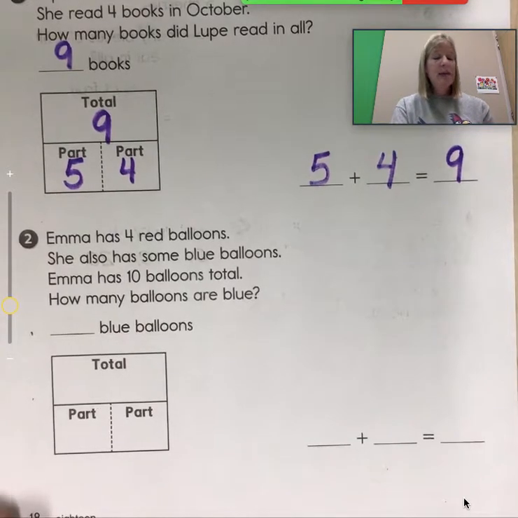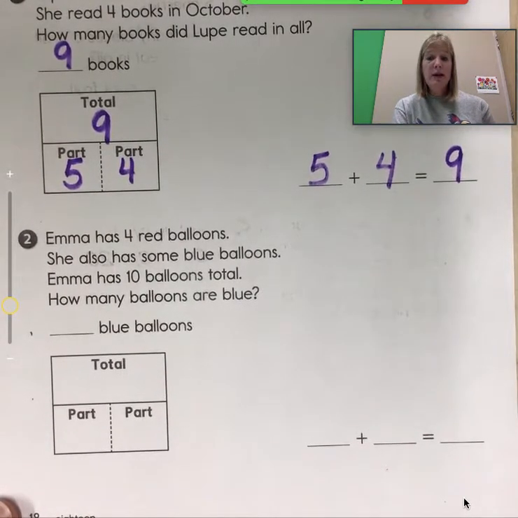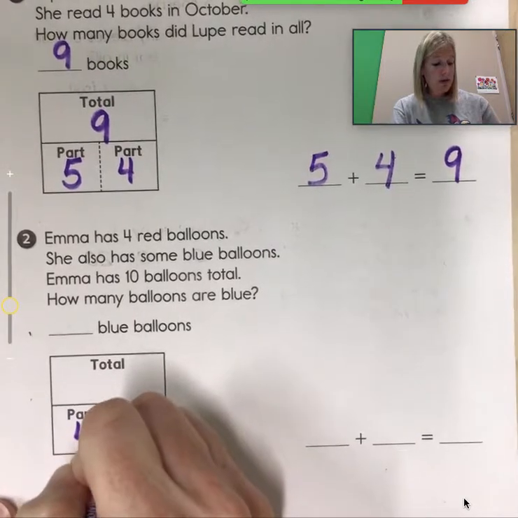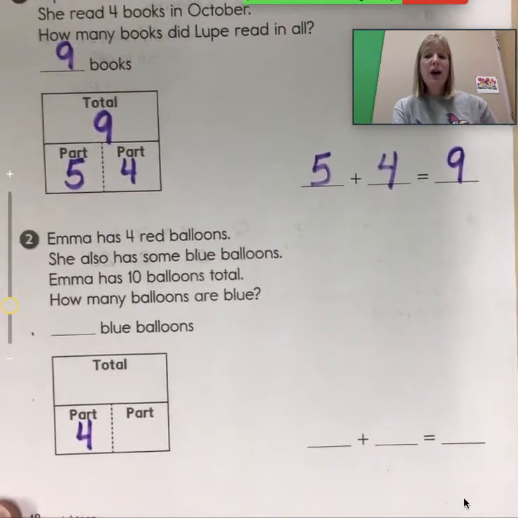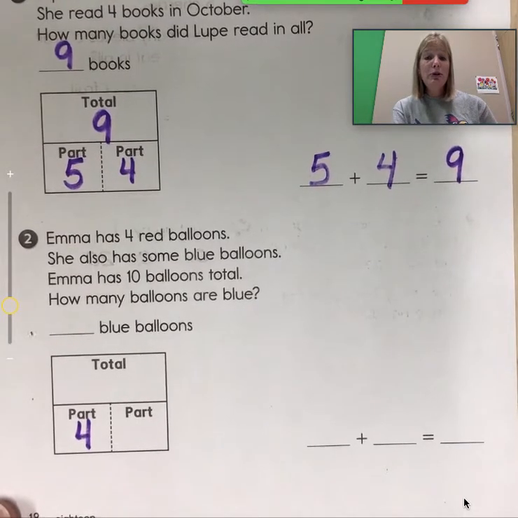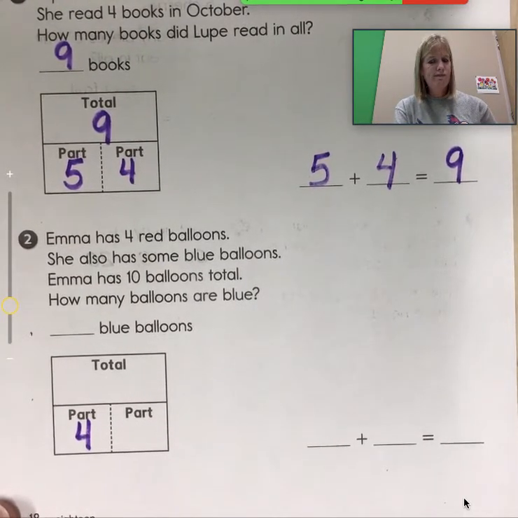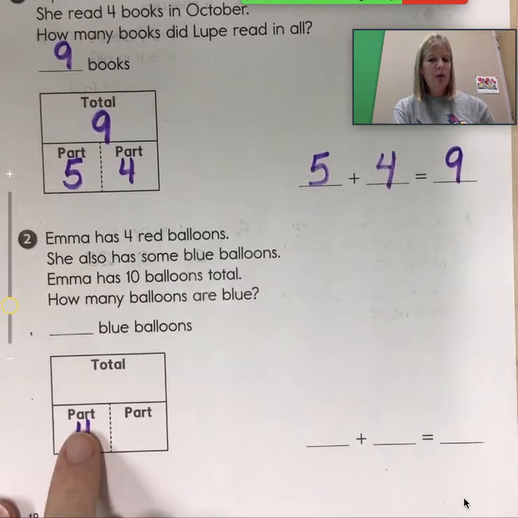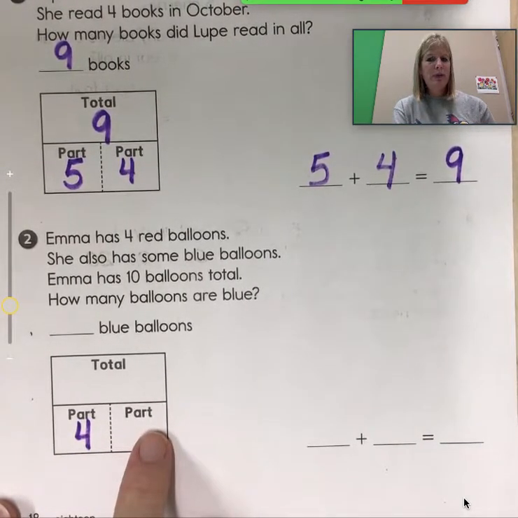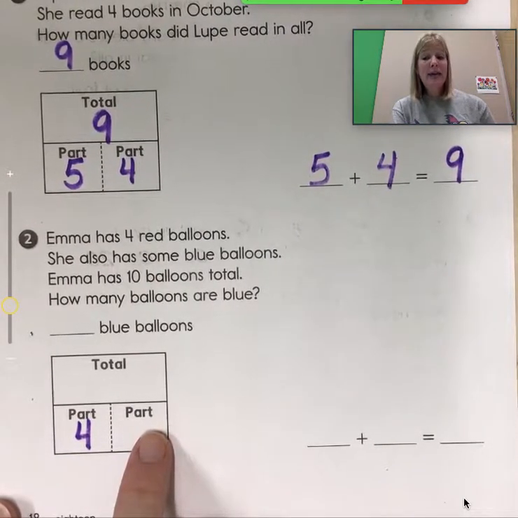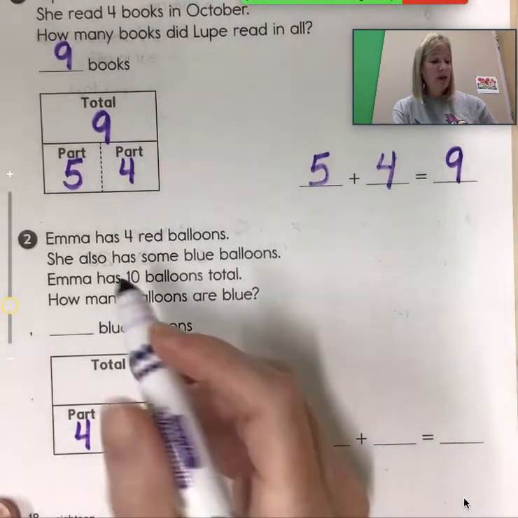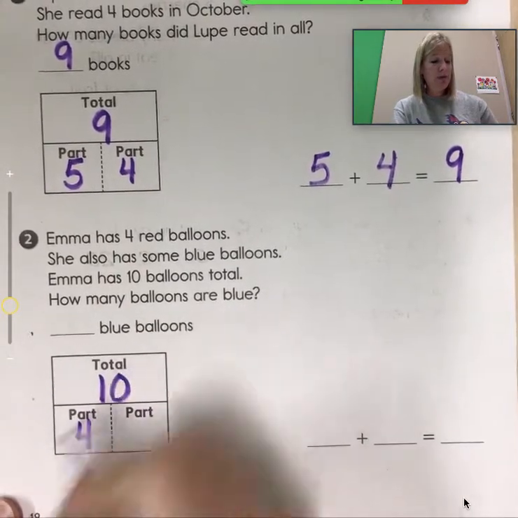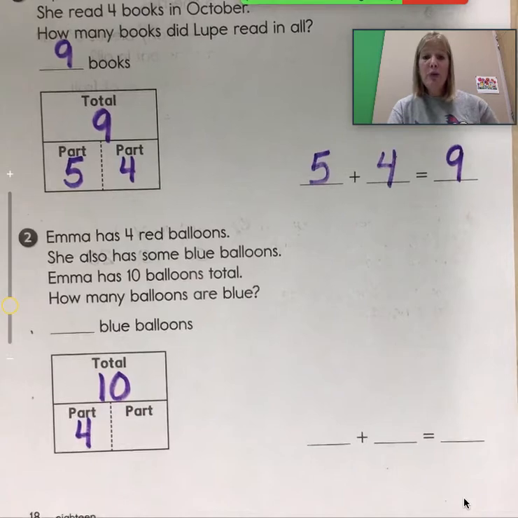All right. Emma has 4 red balloons, so that's a part. She also has some blue balloons. So this would be our red balloons. This would be our blue, but do we know how many we have yet? We don't. Emma has 10 balloons total. Oh, it actually said the word total there for us. So we know she has 10 balloons all together. We don't know the part yet. That's what we're going to figure out, first graders.